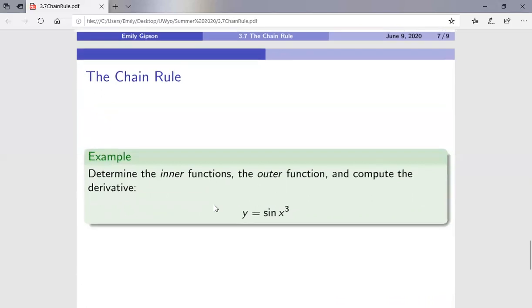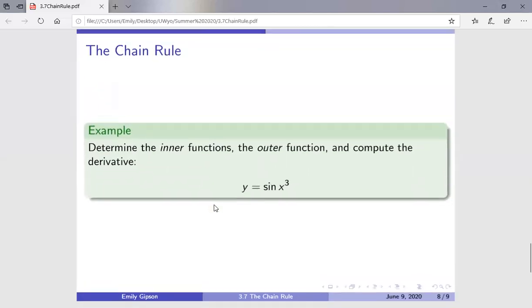Now here's something a little bit different. I want you to work on y equals sine of x cubed. In this case, the cubed applies to the x and not to the sine function. So go ahead and see if you can determine the inner function and the outer function, and then compute the derivative.